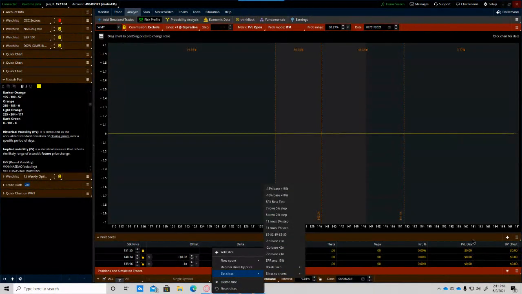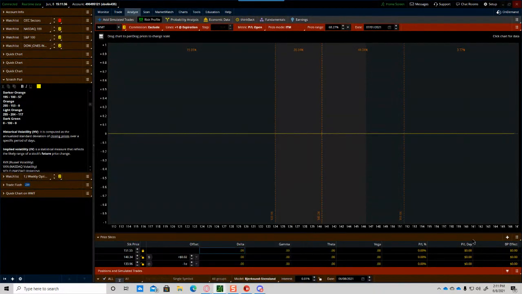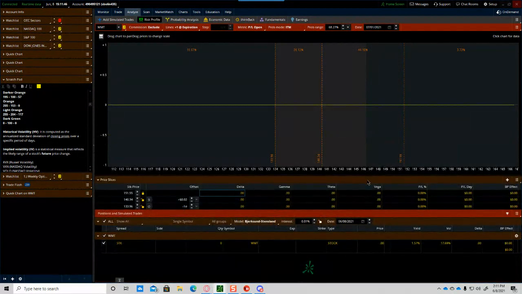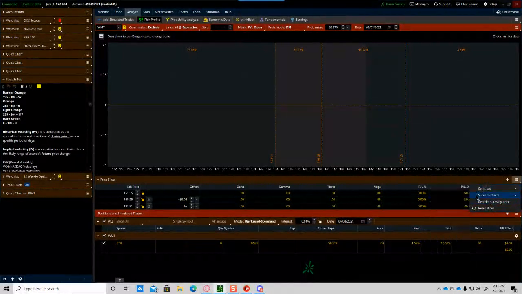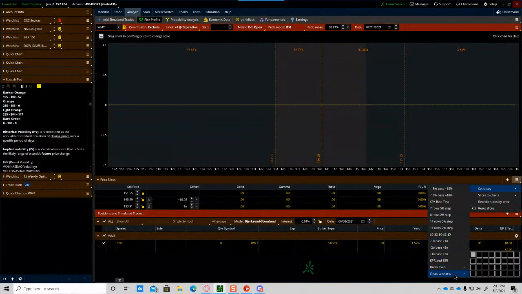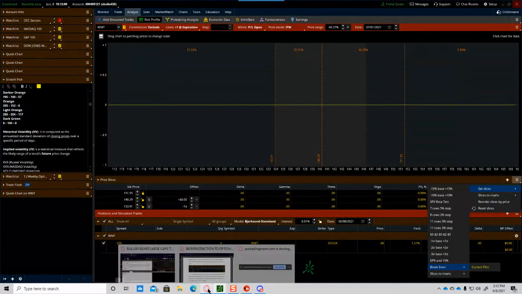And they're just lines. That's all they are. They're just lines that we can mark out for our own amusement. Knowing that they are there gives us a chance to mark out our trade and then mark the same thing on a candle chart by using send to chart, right? Set slices, set them to chart. Real helpful when it comes to drawing out our trade.